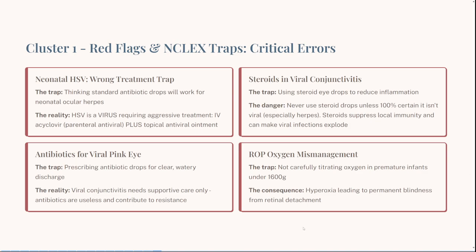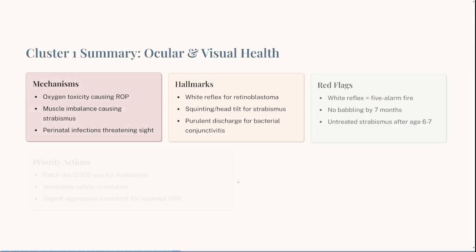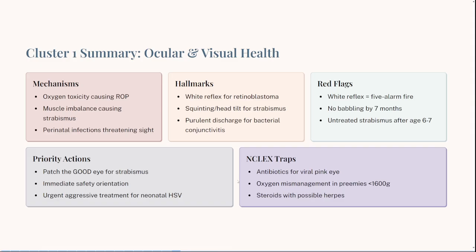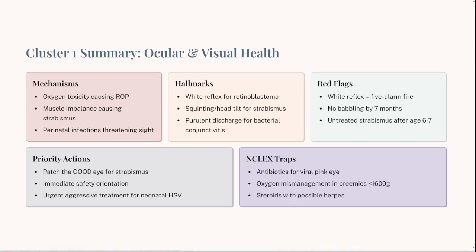All right, on to cluster 2, auditory and otic disorders. So if the eye cluster was about the fragile developing retina, what's the big idea here? Here, it's all about the vulnerable anatomy of the infant ear. The whole story really boils down to the eustachian tube. In a kid, it's short, it's wide, it's horizontal, and that anatomy is what predisposes them to middle ear infections, otitis media. And if those infections become chronic, it's a huge threat to hearing, speech, and just overall development. It's a perfect example of anatomy driving pathology.